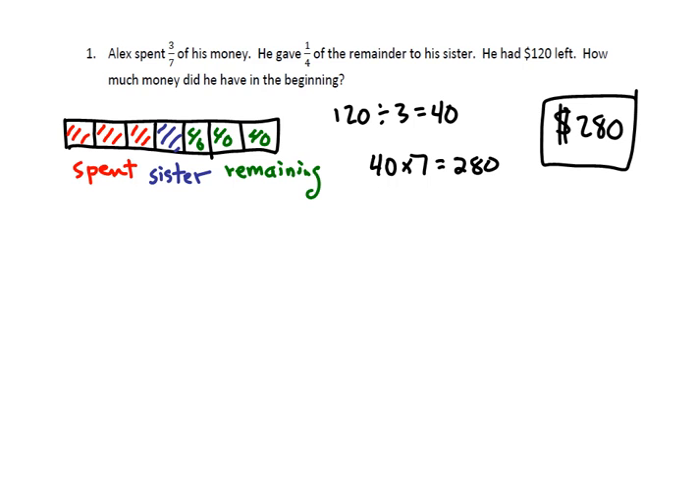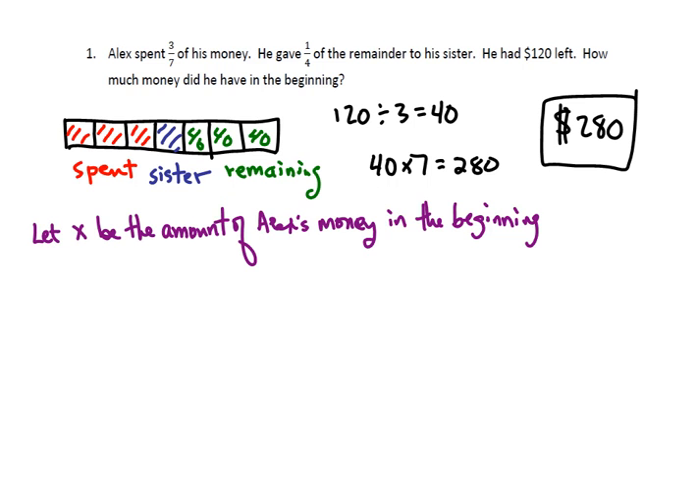If we were going to solve this problem algebraically, we would let x be the amount of Alex's money in the beginning. So he starts out with x dollars, subtracts out the 3/7 of x dollars, which he spent, and then subtracts out the 1/4 of the remainder.